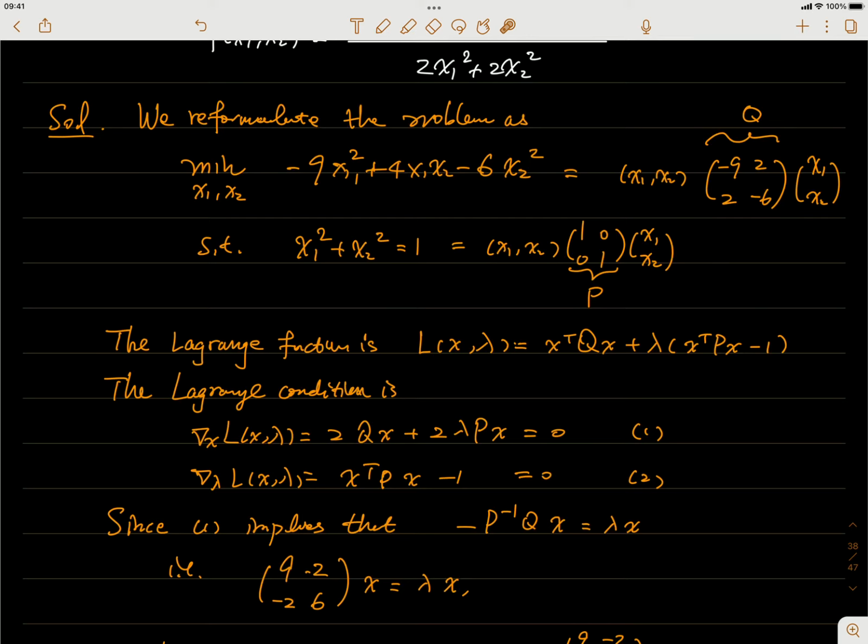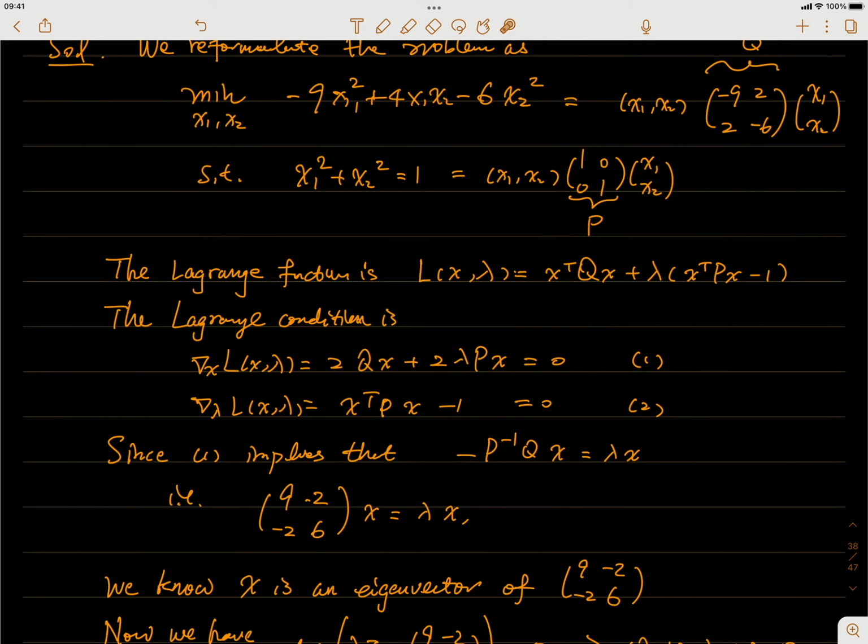Okay, so what this implies is, remember P is the identity, so this one just means that x is a unit vector. And when we move this term to the right and multiply both sides by P inverse, we get this. So this means that x is not just a unit vector, but also an eigenvector of the matrix negative P inverse Q. We have P and Q, so we just compute that: negative P inverse times Q, and we're looking for the eigenvalues and eigenvectors of this matrix.